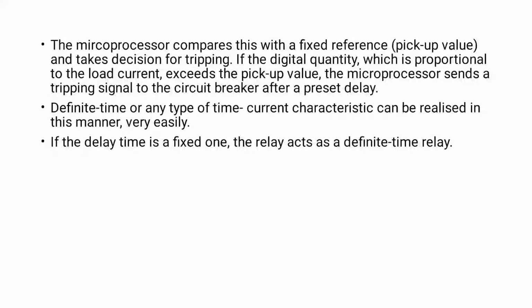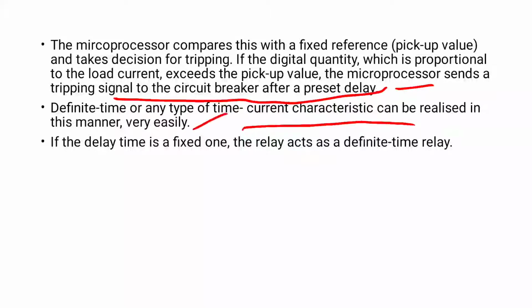Now if the digital quantity which is proportional to the load current exceeds the pickup value, the processor, that is the microprocessor, sends a tripping signal to the circuit breaker after a preset delay. Definite time or any type of time current characteristics can be realized in this manner very easily. If the time delay is a fixed one, the relay acts as a definite time relay.